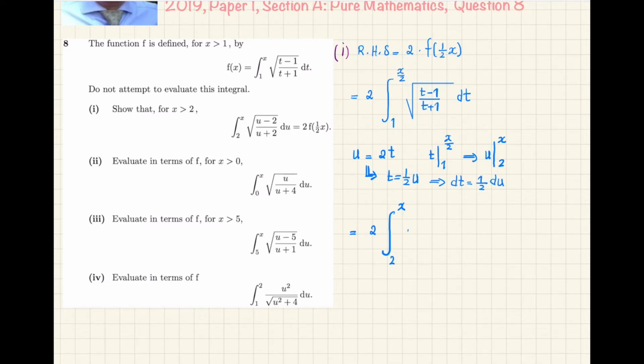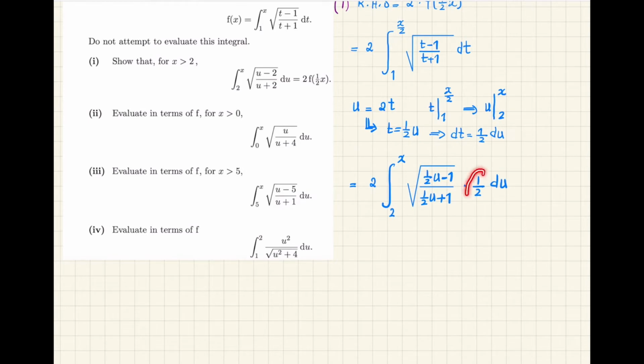So this becomes the integral. Instead of t, I put u over 2, and then I have a negative 1. In the denominator, I write the same, u over 2 plus 1, but instead of dt, I put 1 over 2 du. This 1 over 2 is a multiplicative constant. I can pull it out of my integral, but then this 1 over 2 and this 2 cancel each other, and I get a factor of 1, which I don't write. Then I rescale this fraction by multiplying both the numerator and the denominator by a factor of 2. Then I will exactly get what I need.